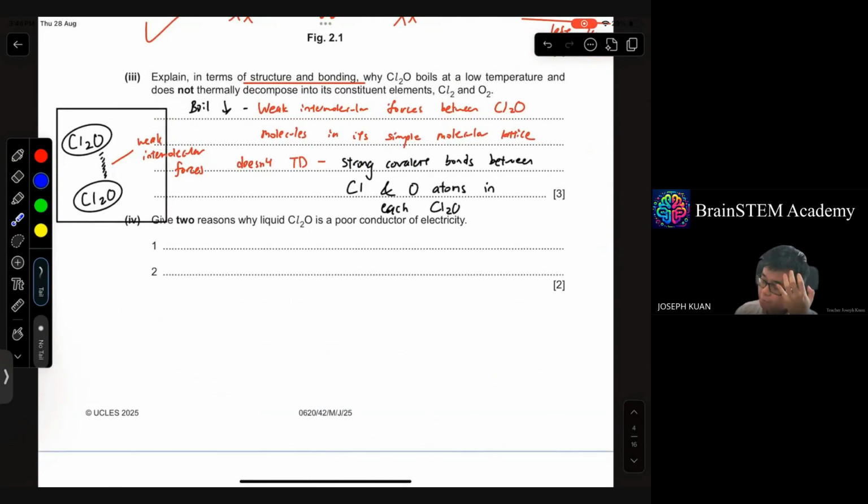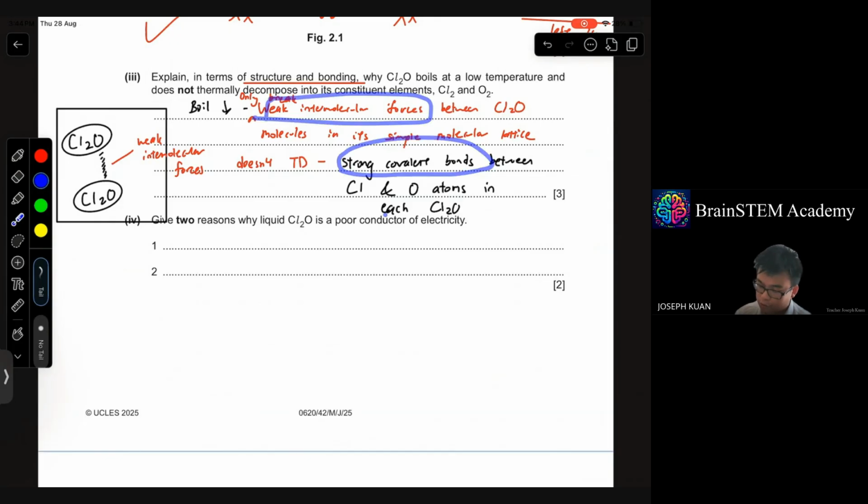Okay, so based on the mark scheme, the first mark is about the boiling only breaks the weak intermolecular forces. That's the first mark between the molecules. And then for thermal decomposition, the strong covalent bonds between the Cl and O atoms are broken during thermal decomposition. So that's why at low temperature, it doesn't thermally decompose. And the third mark is about this force is weak and these bonds are strong.